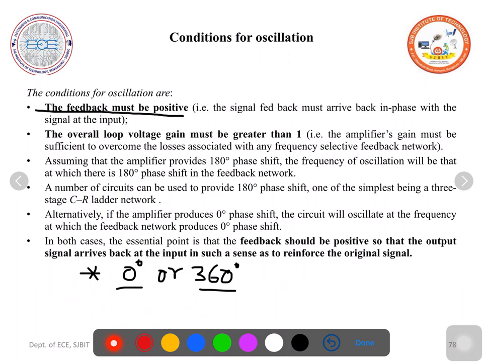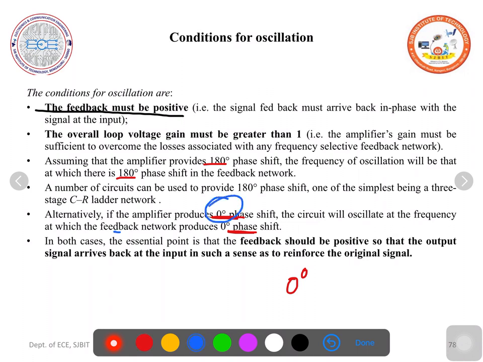Or alternatively, we can select an amplifier which provides 0-degree phase shift. Then the feedback network should also provide 0-degree phase shift. Then overall phase shift will be 0 degrees. If the amplifier provides 180-degree, then the feedback network should provide 180-degree. If the amplifier provides 0-degree, then the feedback network should also provide 0 degrees. 0 plus 0 is 0 degrees.